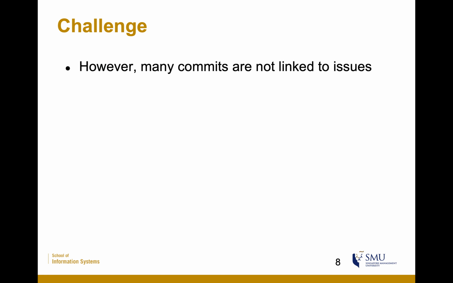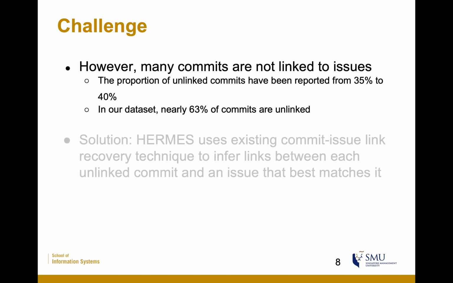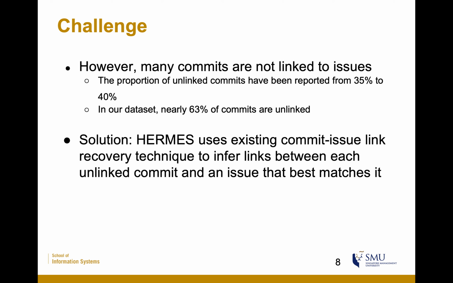However, studies have noted that developers may not always link their commits to issues. The proportion of unlinked commits has been reported from 35% to 40%. In the dataset of commits that we collected, we find that the problem is worse than what was reported in previous studies. Nearly 63% of commits are unlinked. For unlinked commits, HERMES uses an existing commit issue link recovery technique to infer links between each unlinked commit and an issue that best matches it.